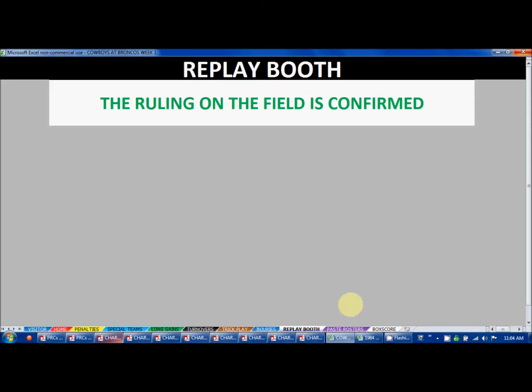Replay booth. Anytime you're playing in a season that actually has video replay, as soon as the play is over, you don't click anything else, and you just click this tab, and it'll tell you if the ruling on the field is confirmed, if the ruling on the field stands because there wasn't enough information to overturn the call, or if the call is actually overturned. So you simply click on this tab, find what the replay booth ruling is, and then proceed from there. The game instructions have a pretty good amount of detail on what to do in case a replay is overturned and what kind of plays are reviewable, etc.